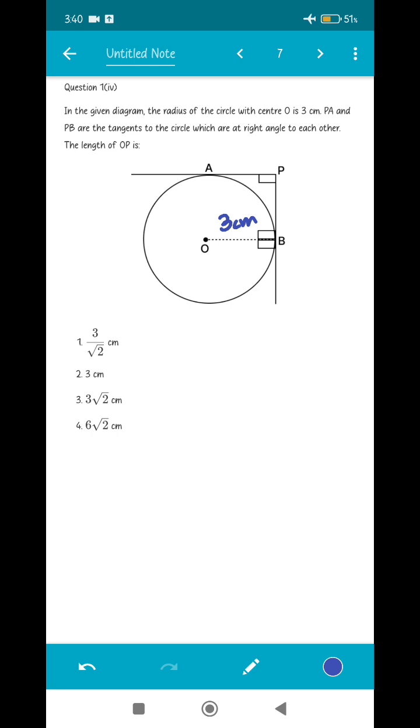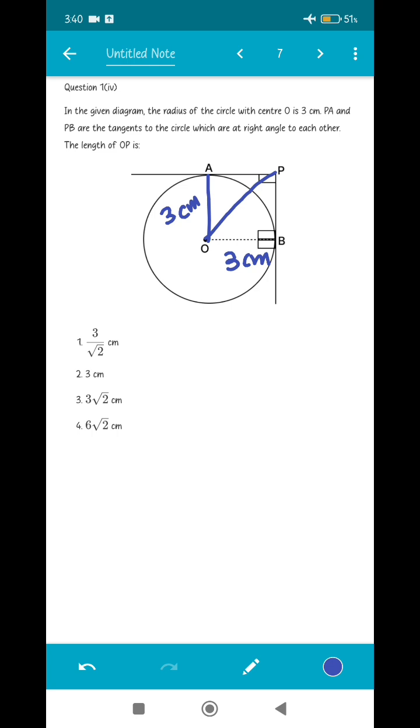Your question is you have to find the length of OP. Alright, so you need to find out the length of OP. Okay, so this is 3 centimeter. It has been given in the question. OB is the radius, so it is 3 centimeter. Also, if I join O to A, that is also going to become another radius. So it is also 3 centimeter.